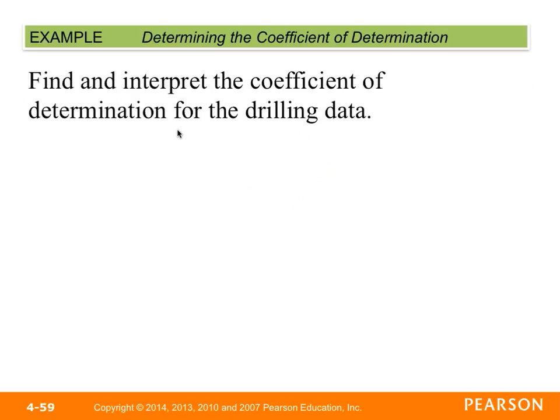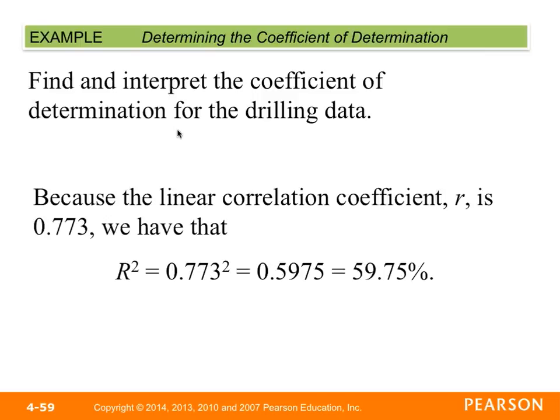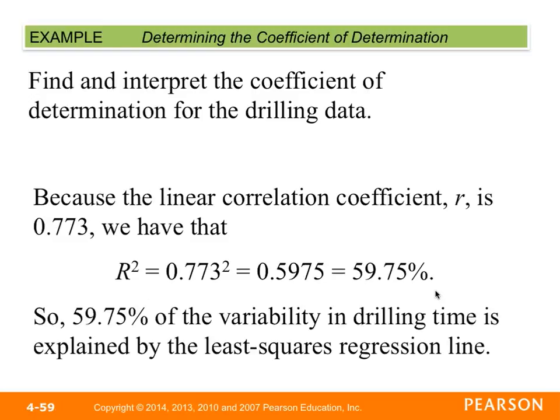So let's find and interpret the coefficient of determination for our drilling data. We know that R was 0.773. So all we have to do is square that value. It's really, really easy once you know your linear correlation coefficient. If we square that, we get 0.5975, which we want to change to a percentage in order to interpret it. So that's 59.75%. That means that 59.75% of the variability that exists in drilling time is explained by our least squares regression line.